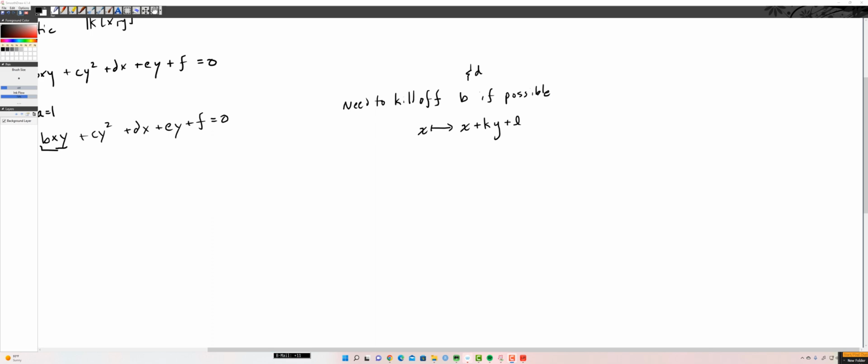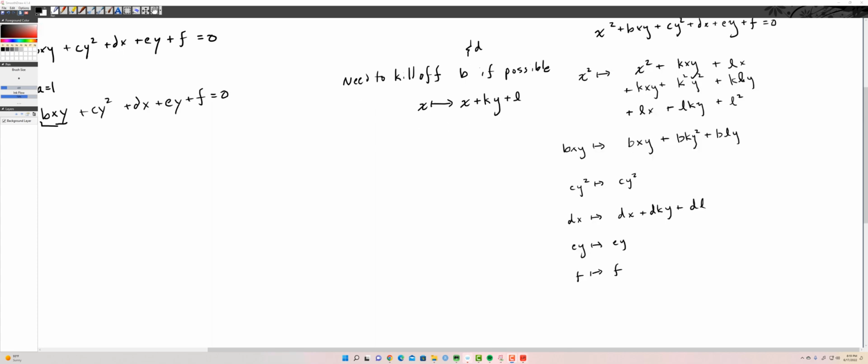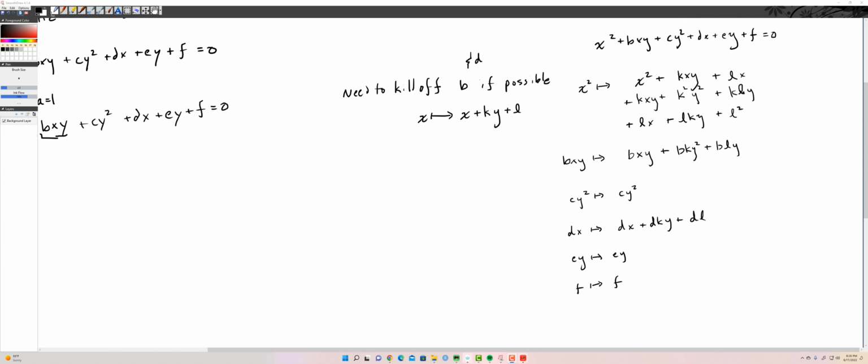Our choices of transformations for x are basically linear transformations along with translations into something that looks kind of like this. And again, we're looking at some form that looks like this. Here I've gone ahead and drawn what the transformation of x would look like passed through the entire polynomial. And again, what I want to do is kill off b and d.